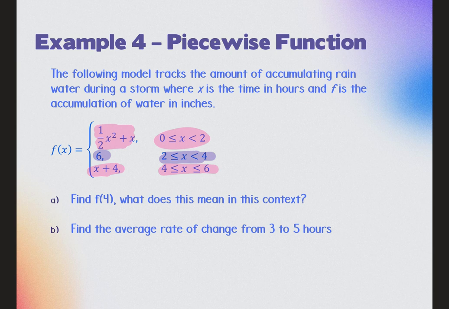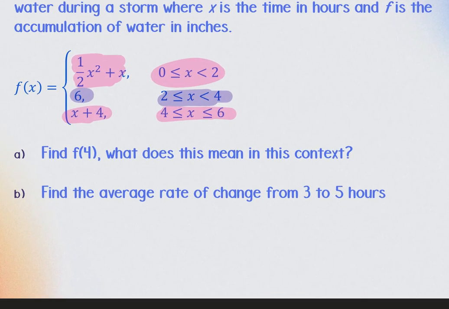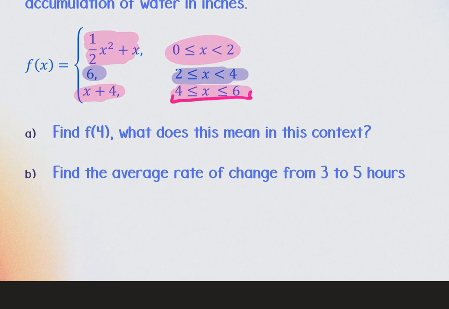What do we do with F of 4? Good. 4 is in the piece where X is greater than or equal to 4 and less than or equal to 6. Not the 6, because that's not what we're equal to. So I do 4 plus 4 and I get 8. And what does it mean in this context?